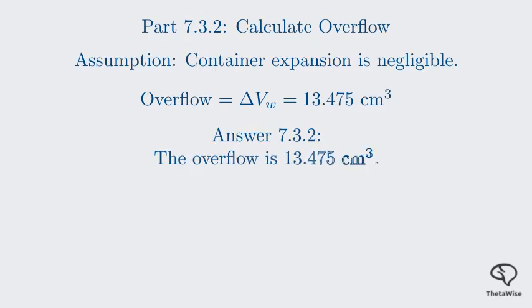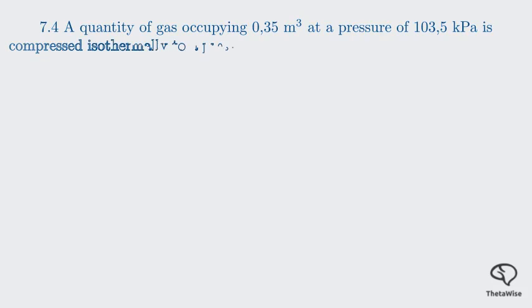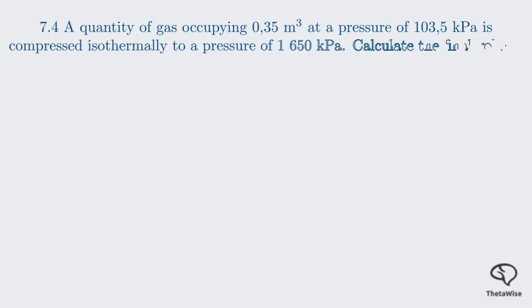This completes question 7.3. Let's move on to question 7.4. The question reads, a quantity of gas occupying 0.35 cubic meters at a pressure of 103.5 kilopascals is compressed isothermally to a pressure of 1650 kilopascals. Calculate the final volume of the gas.